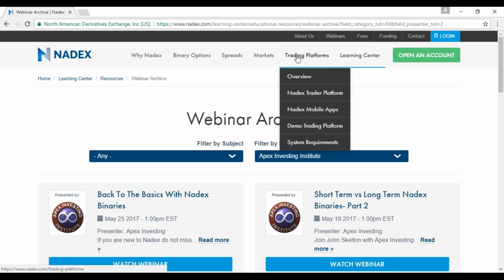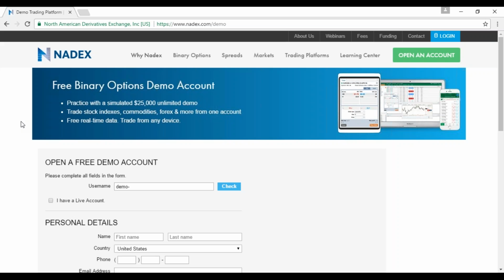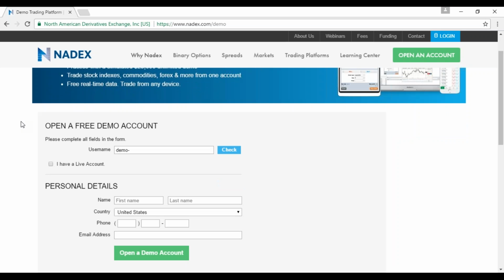Another huge tool, which in my opinion is an absolute must for anyone. If you go right here to trading platforms, Nadex has the online trading platform. They also have a mobile app that you can put on your phone, and you can trade mobile. You can monitor your open positions mobile. Right here, demo trading platform. If any of you do not have a demo account, get one of these. In fact, do it right now. Do it right now while we're on the webinar.